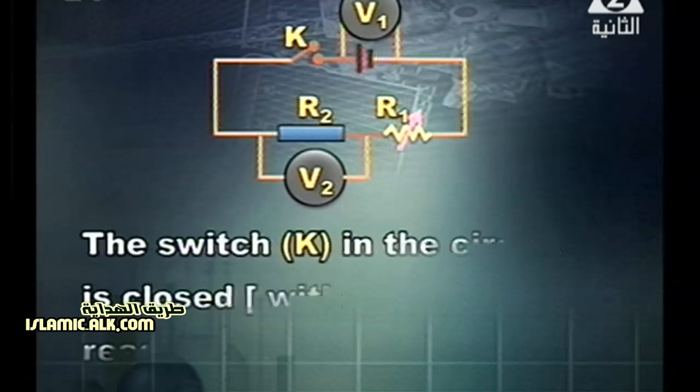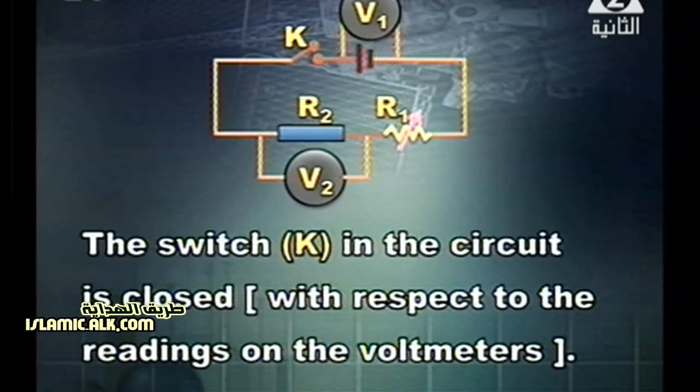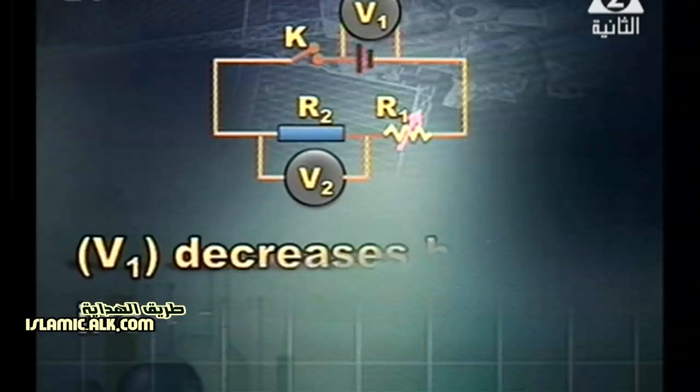What happens when the switch in the circuit shown in front of you is closed with respect to the readings on the 2 voltmeters? As a matter of fact, V1 was maximum. When closing it, it decreases. And what about V2? V2 was 0. But when closing the switch, it reads a greater value. So V1 decreases, but V2 increases.